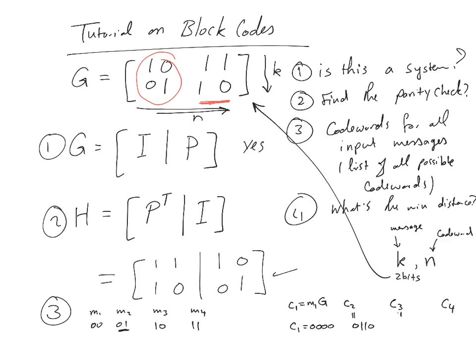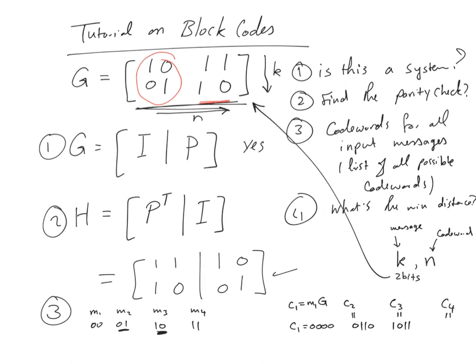Now to get C3, you need to multiply M3 as a vector with the matrix G. So 1, 0 is going to give you 1. 1, 0 times 0, 1 is going to give you 0. 1, 0 times 1, 1 is going to give you 1. 1, 0 times 1, 0 is going to give you 1.